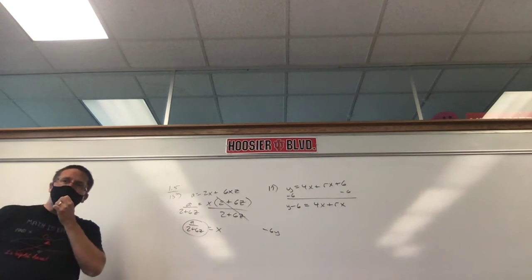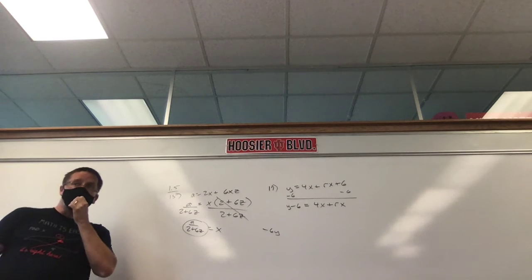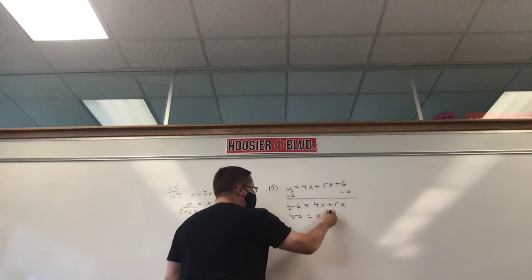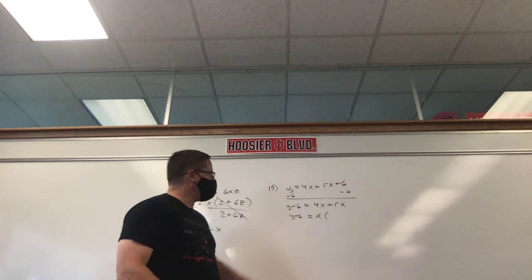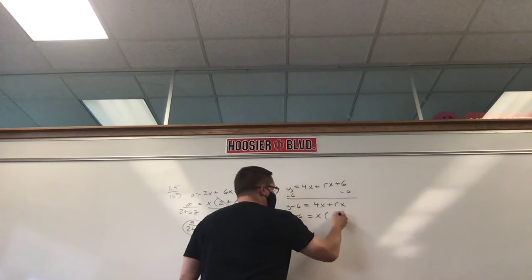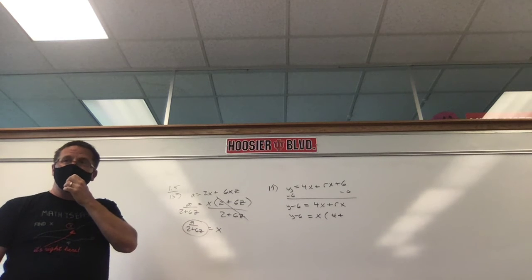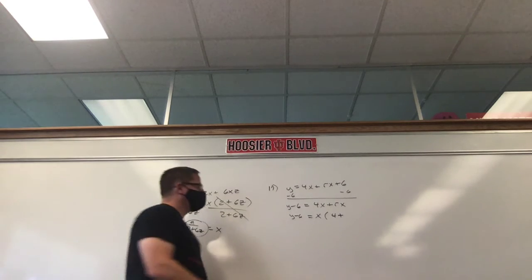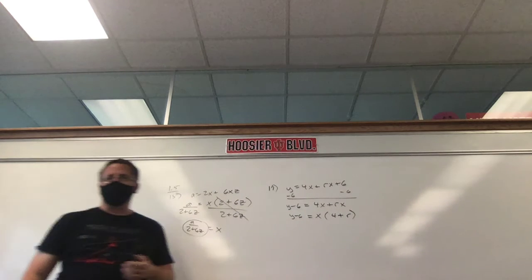Now, can I factor an x out of the right side? Yeah, because there's x's on both of them. So we put y minus 6 equals x times what is 4x? What do we multiply x by to make 4x? 4. Plus, what do we multiply x by to make rx? Just r. 4 plus r. Because x times r is rx or xr, same thing.